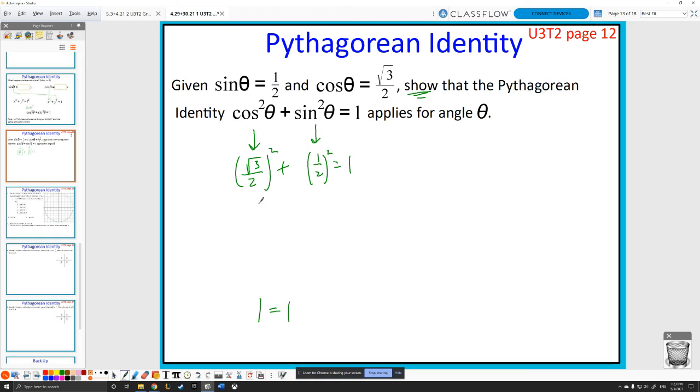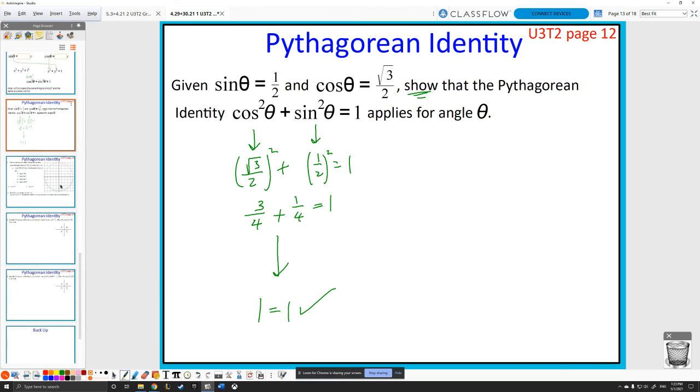Root 3 squared is just 3 over 4. 1/2 squared is 1/4, and it is equal to 1. 3/4 plus 1/4, I wrote this a little bit too low, but that's okay, is in fact equal to 1. So I write this check mark just to show, hey, look, it does work. This does work exactly as I expected it to.